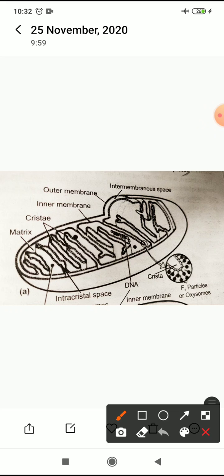Mitochondrion, plural mitochondria. So mitochondria are small granular filamentous bodies found in the eukaryotic cells and generally known as powerhouse of the cell. In the cytoplasm of aerobically respiratory cells of plants and animals, these mitochondria are found but are absent in bacteria.